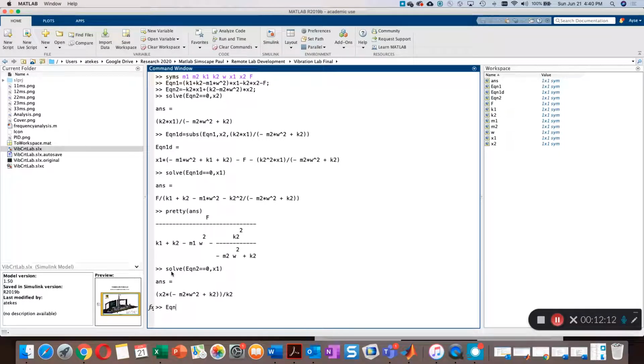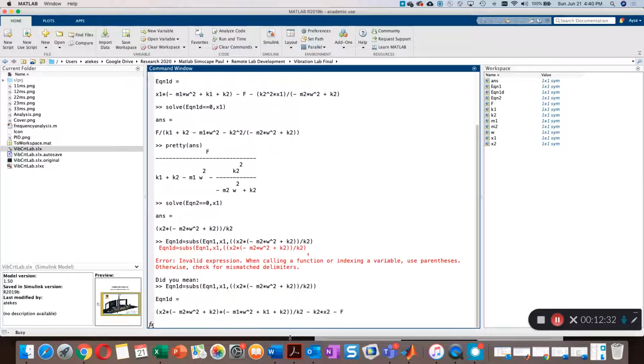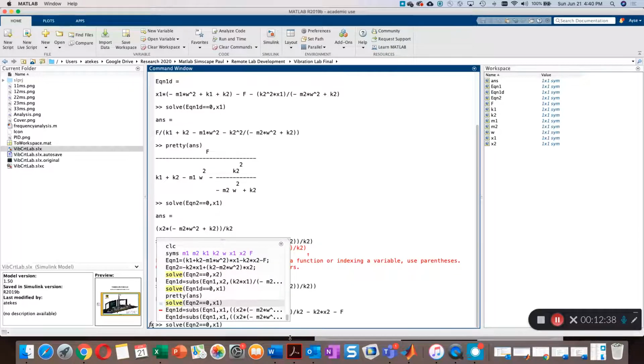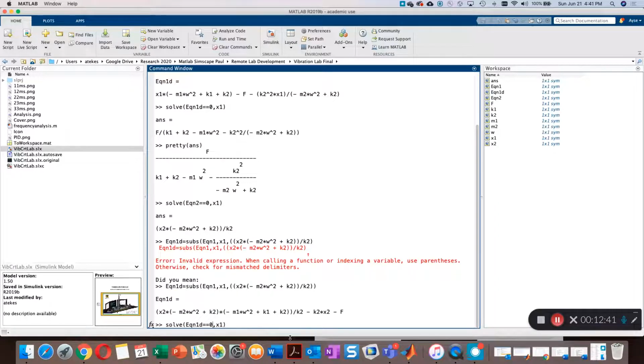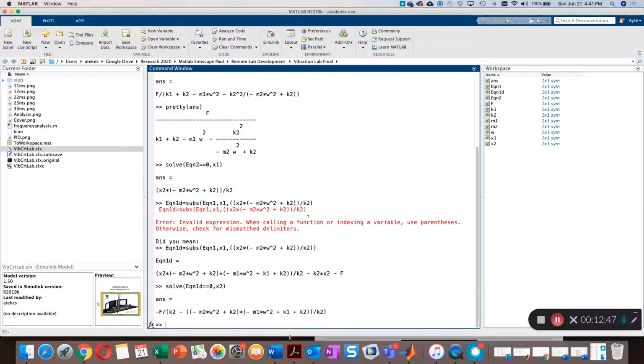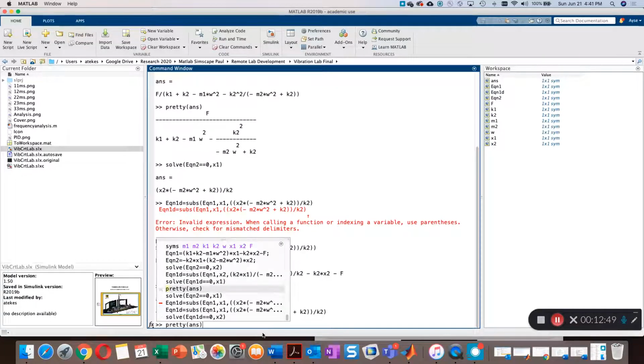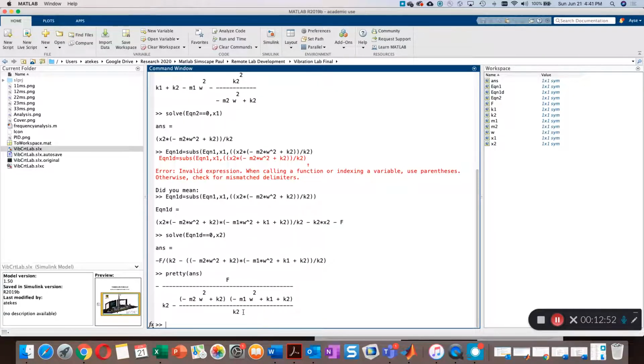So in equation 1d, this time I want to plug in wherever I see x1. I'm going to change the equation. Wherever we see x1, we are writing this in terms of x2 now. I'm going to just copy and paste this. And then we will solve this new equation 1d for x2. So this will be my new equation, and if you want to plot this in a pretty form, this gives you exactly the same answer.